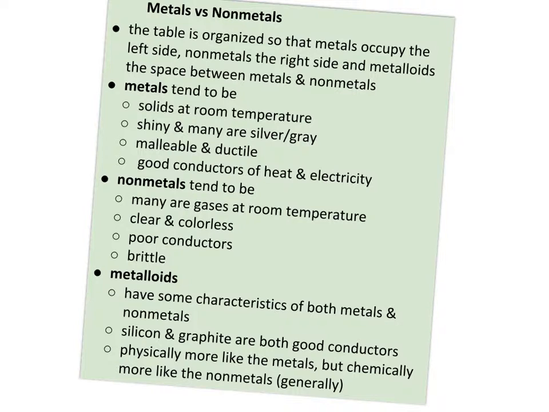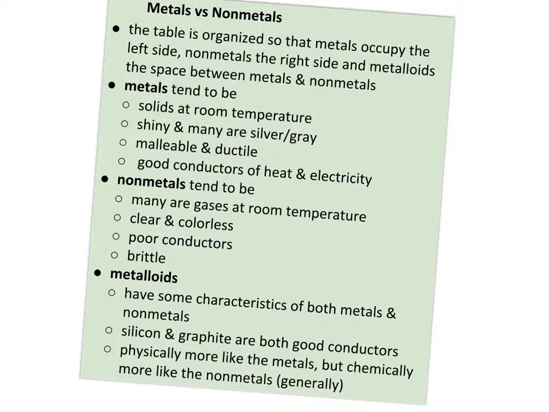They're malleable and ductile, so you can flatten them out or stretch them into wires. They're very very flexible, I guess would be a way to think of it. And they're good conductors of heat and electricity, which we now know is because of these delocalized or easy to move electrons. Nonmetals, though, tend to be gases at room temperature. Some are liquids and solids, but many are gases. They're clear and colorless. They're poor conductors, and if they're solids, they tend to be brittle.